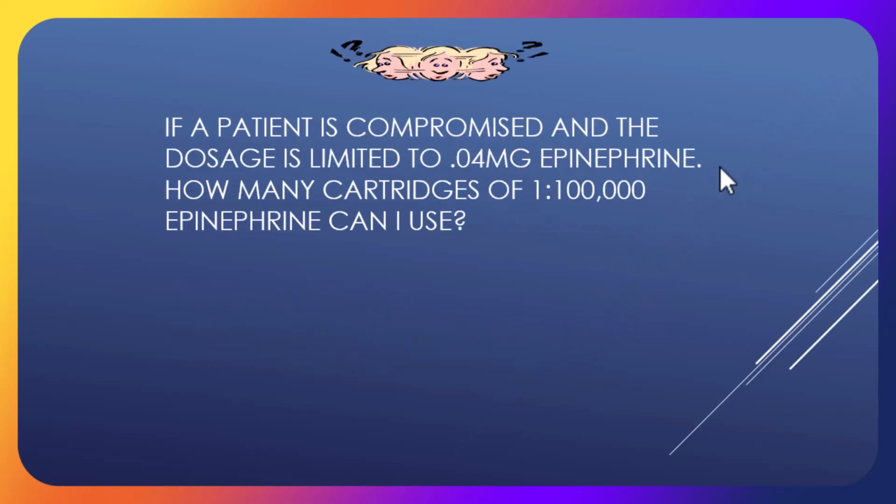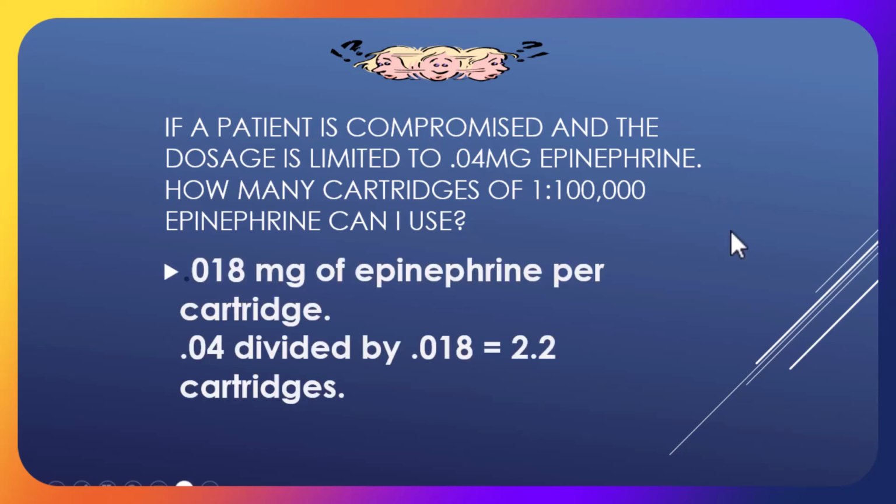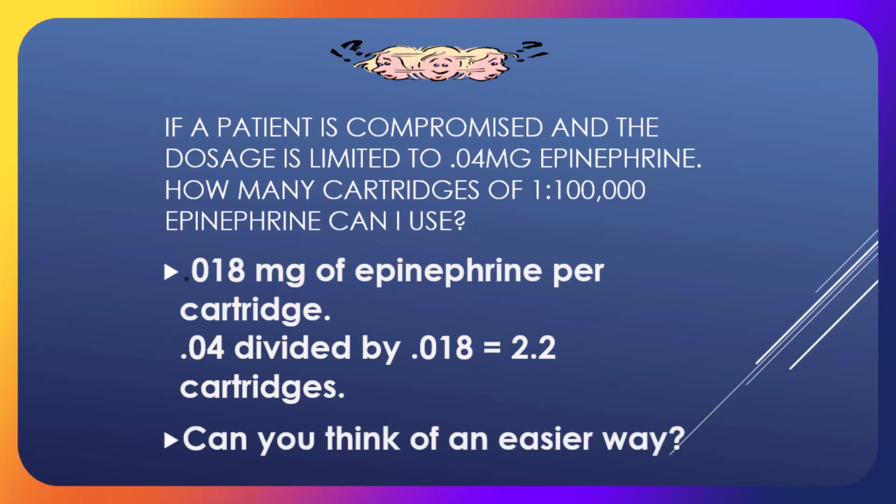If a patient is compromised and the dosage is limited to 0.04 milligrams of epinephrine, how many cartridges of 1 to 100,000 epinephrine anesthetic can I use? 0.018 per cartridge. 0.04 divided by 0.018 gives us 2.2 cartridges. We can do the math or we can memorize this. Can you think of an easier way?